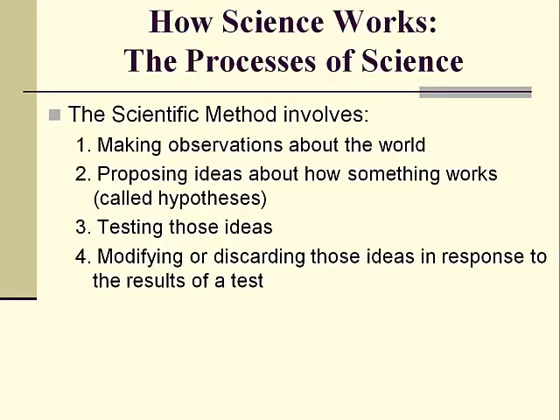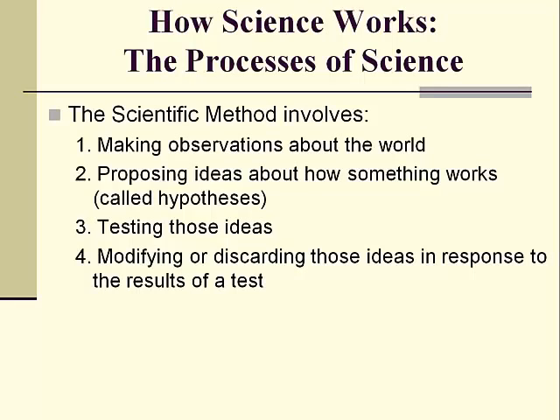The first step is to make an observation about the natural world. The second step is to propose ideas that explain that observation that you have noted. The third step is to form a test, to test those ideas that you have formed, the ideas that we call hypotheses. And the fourth step is perhaps the most important, and that is this, that you either retain or discard those proposed explanations based on the results of the data that are obtained from the test.